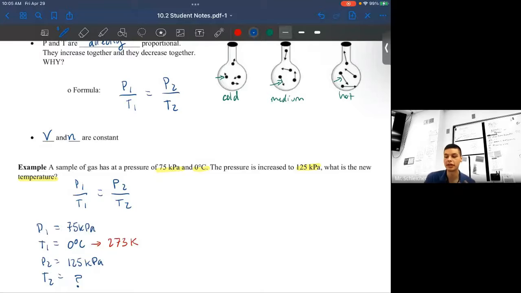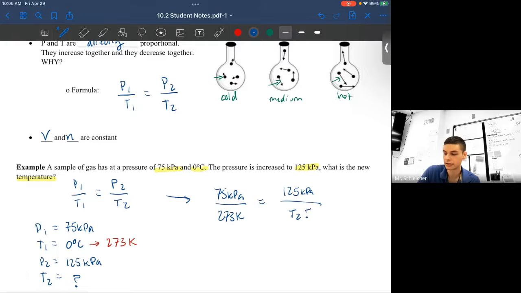Okay, so let's plug in what we know and solve for the thing that we don't know about. 75 kilopascals over 273 Kelvin is equal to 125 kilopascals over who knows how much temperature. Unknown temperature. Okay. So before we even solve the math, we can just think, if pressure is higher, do we think temperature is going to be higher or lower? Probably, temperature is going to go up as well. So higher pressure should mean higher temperature.